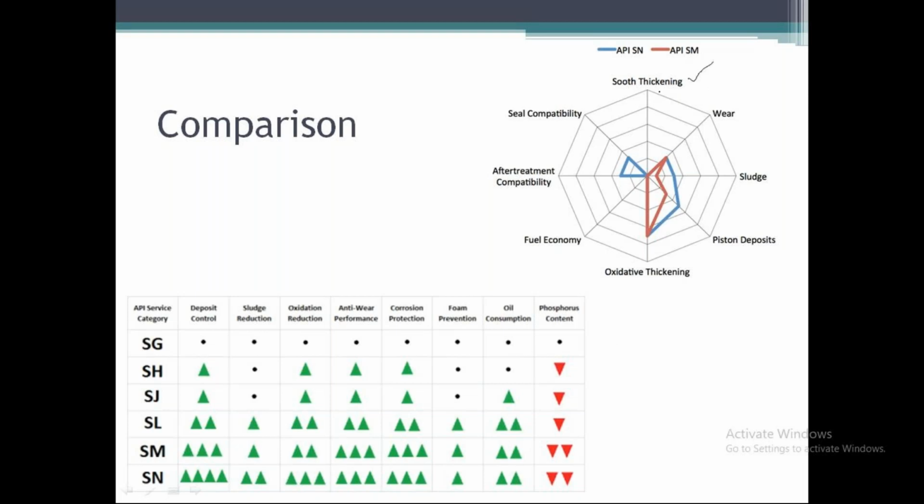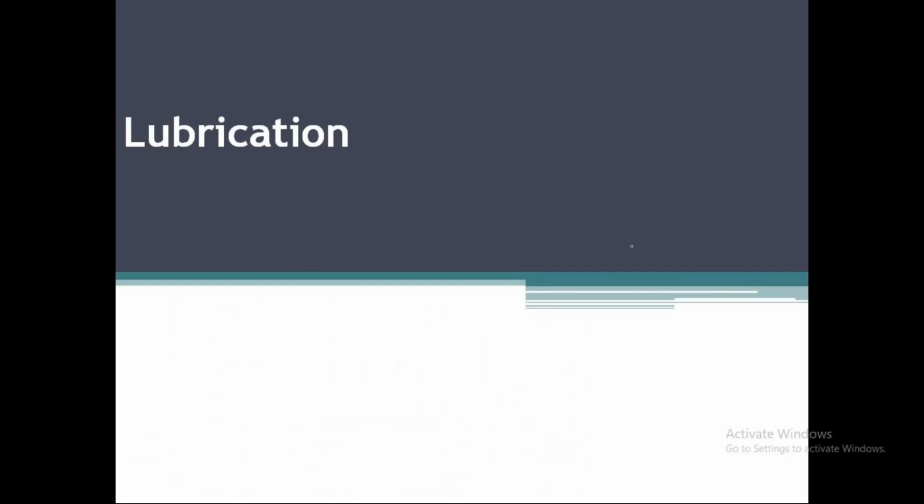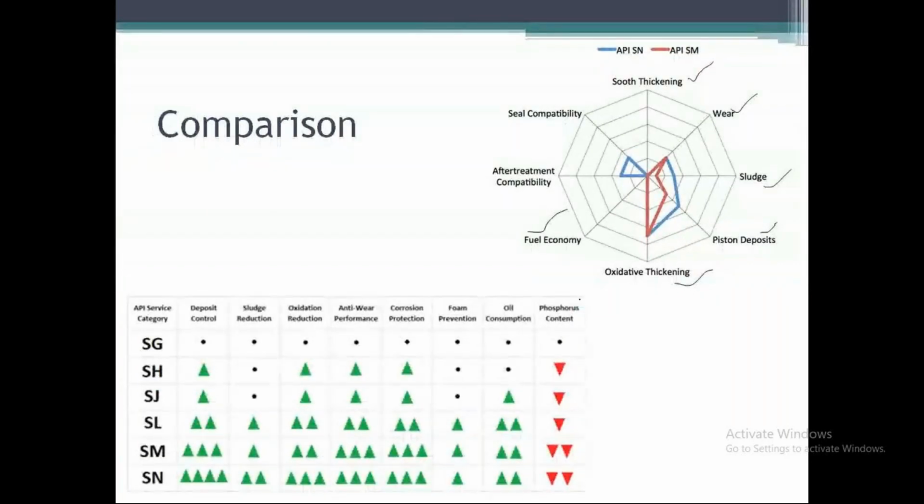It should have reduced soot thickening, reduced wear and sludge formation, minimum piston deposit and oxidative thickening, and maximum fuel economy. So that was from the lubrication, especially lubricating oil perspective. Now we have to move on to lubrication.